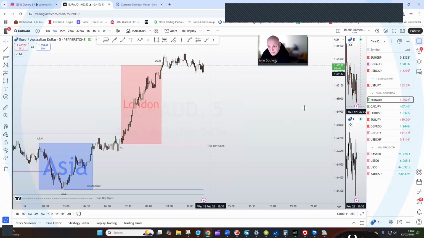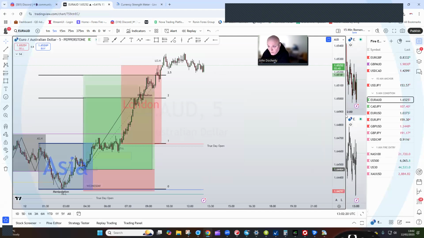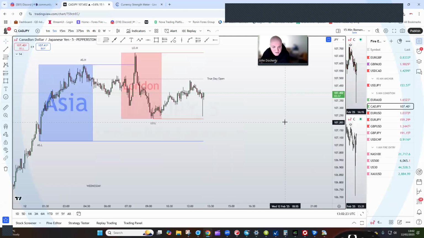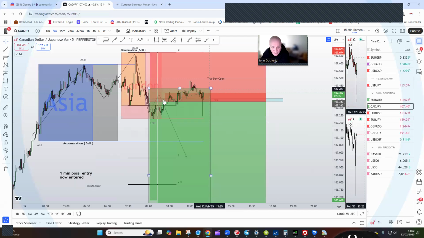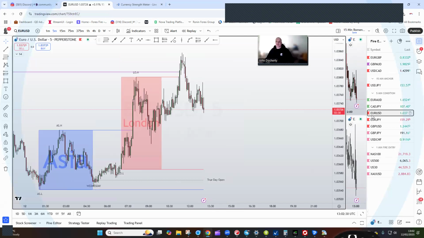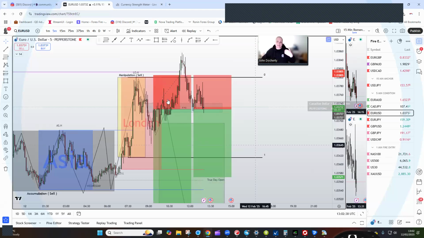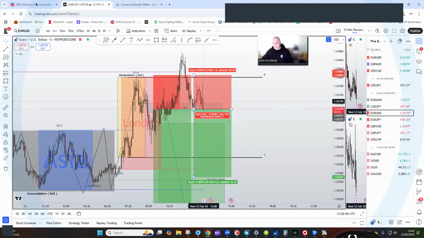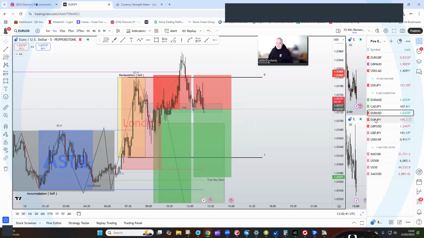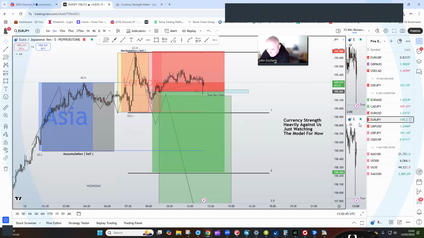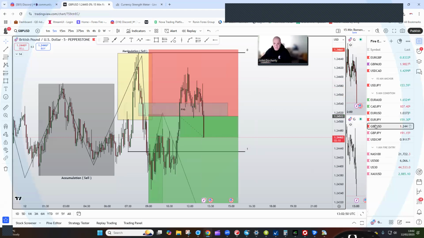The CAD JPY, again, my computer is slow because I've got so many terminals open. 4.29 on that. The CAD JPY, it's just whipsawing about on the entry area at the minute. Again, we haven't factored in a 4 hour time frame in with this. The euro USD, the euro was far too strong today, hence why we got stopped out on that.